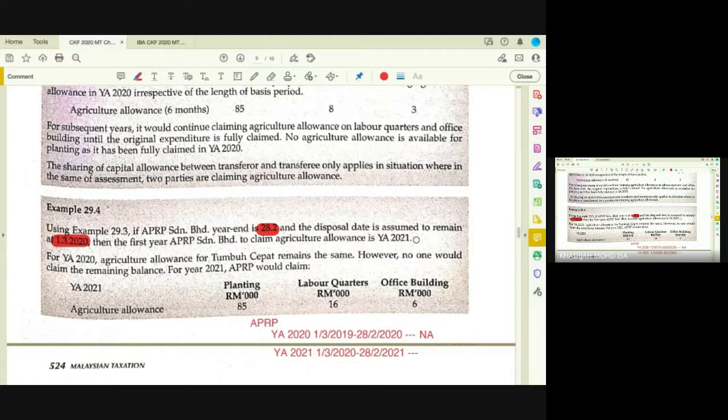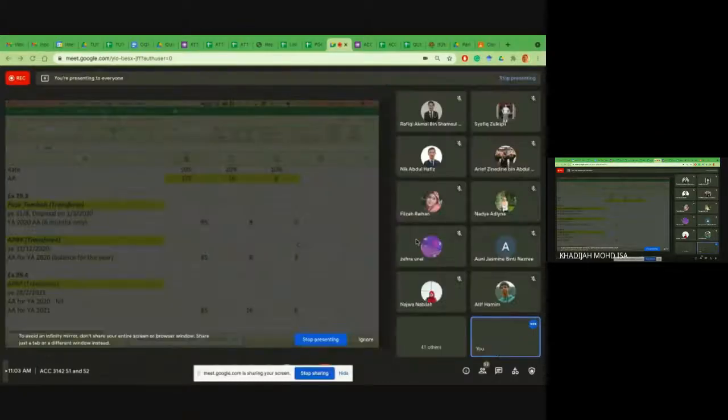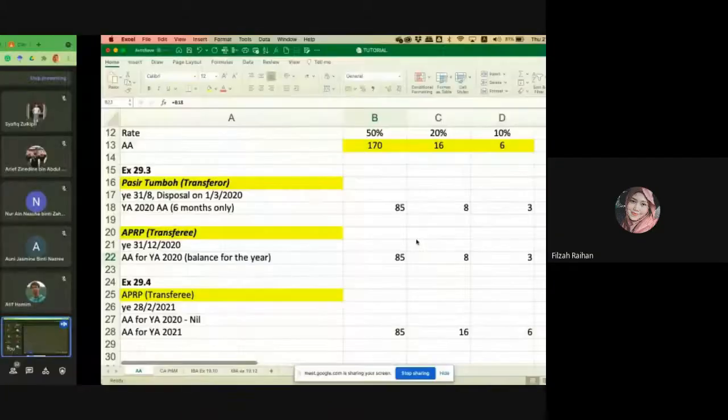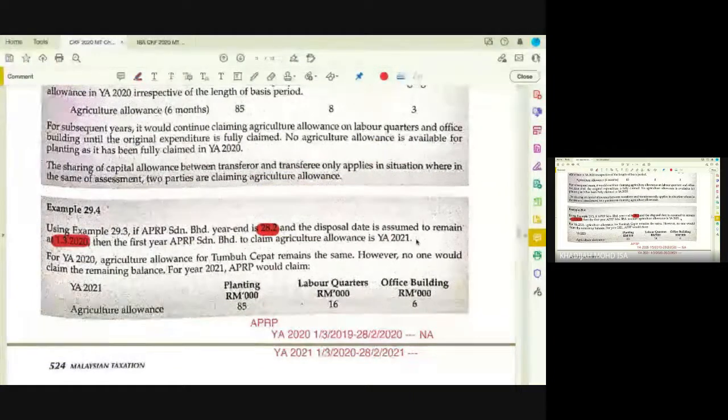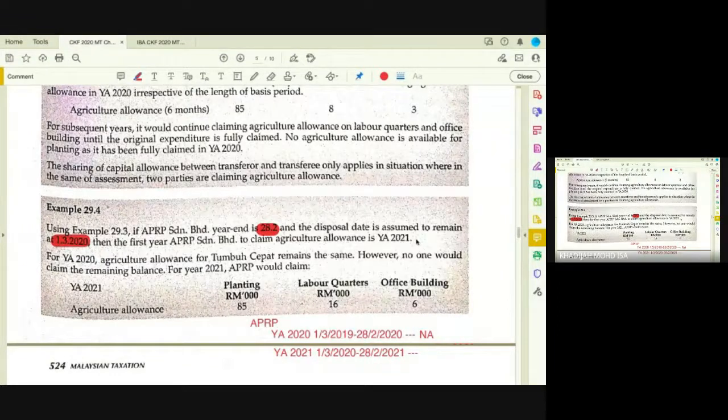Can APRP claim YA 2020? Yes, madam. Can APRP claim for YA 2020? Cannot because the year end is. No. Are you still here? Yes, I'm still here. Can you claim YA 2020?